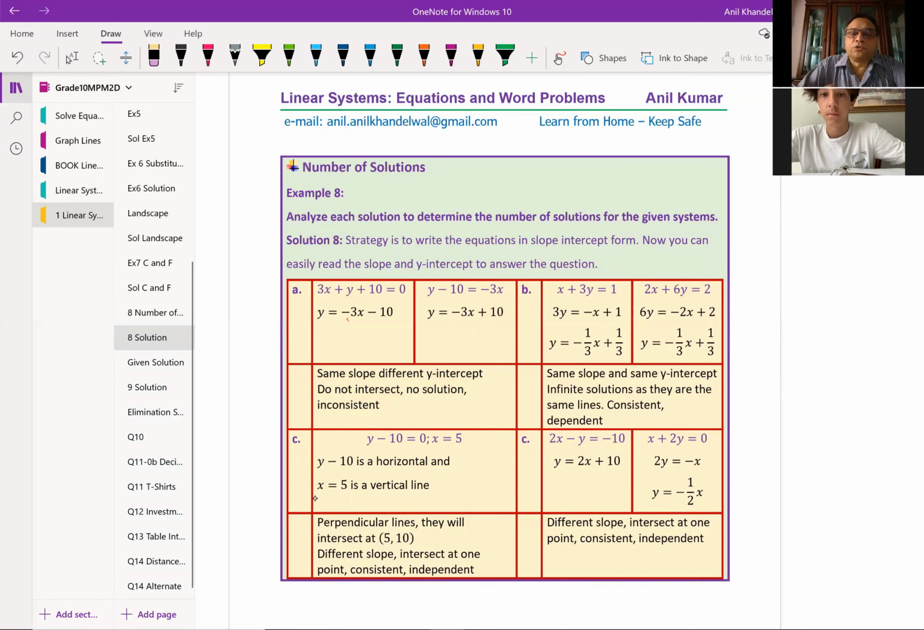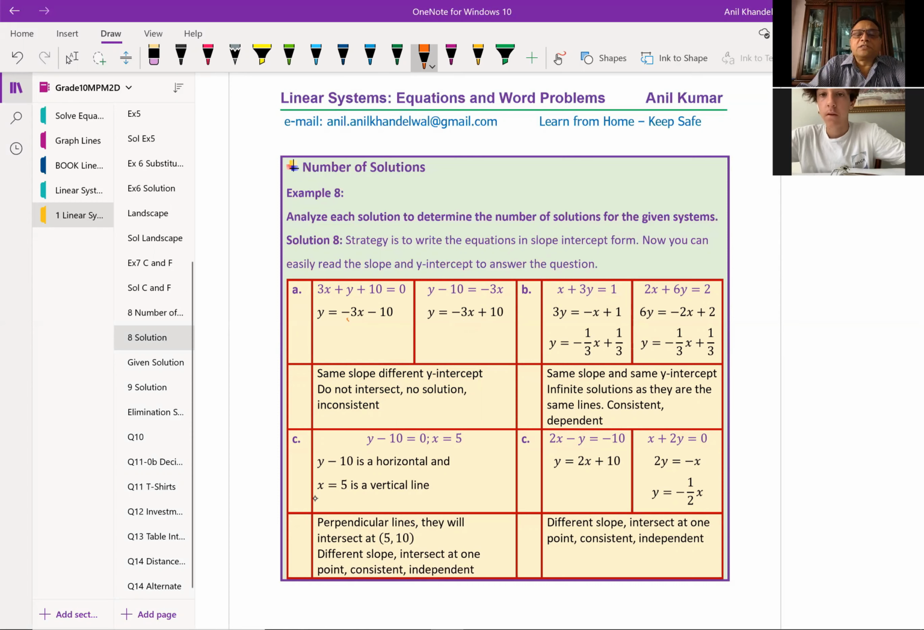Okay, Nicholas, let's go through this solution once again. We have 3x plus y plus 10 equals 0. We bring 10 to the other side, it becomes minus 10. 3x to the other side becomes minus 3x. The other equation, minus 10, when brought to the right side, becomes plus 10.